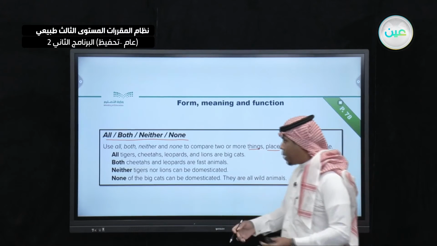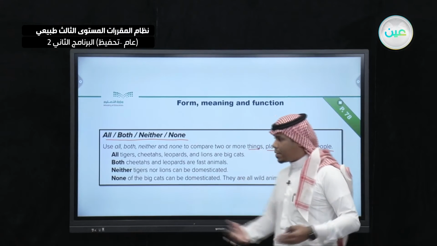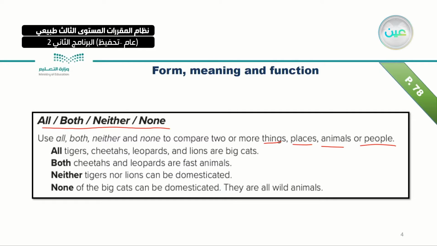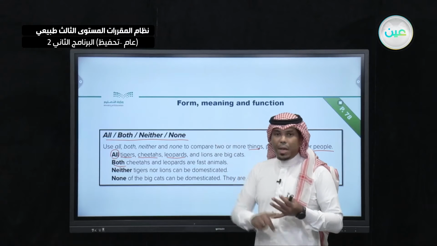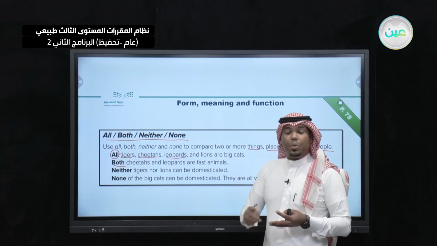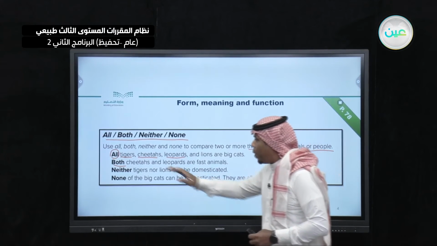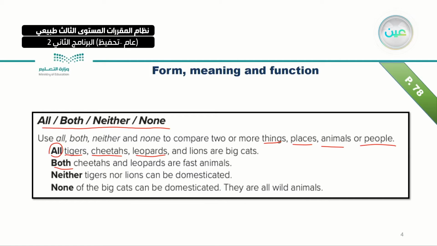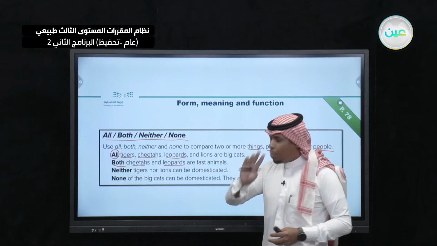When I'm talking about, for example, all tigers, all cheetahs, all leopards and lions are big cats, okay? So when I use all, it means that you are going to put, for example, more than two, of course. But when we use both, it means that you are going to talk about only two things, two animals, two people, and so on. For example, both cheetahs and leopards are fast animals. So I used only cheetahs and leopards. So I'm comparing between two, both.